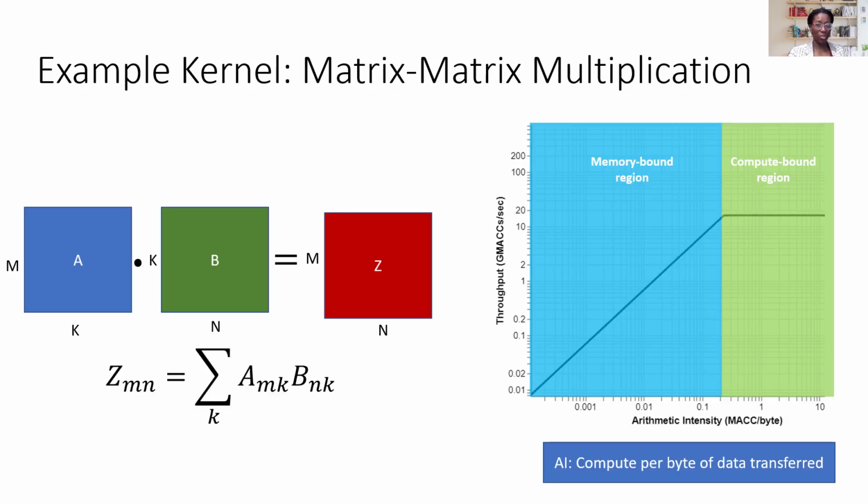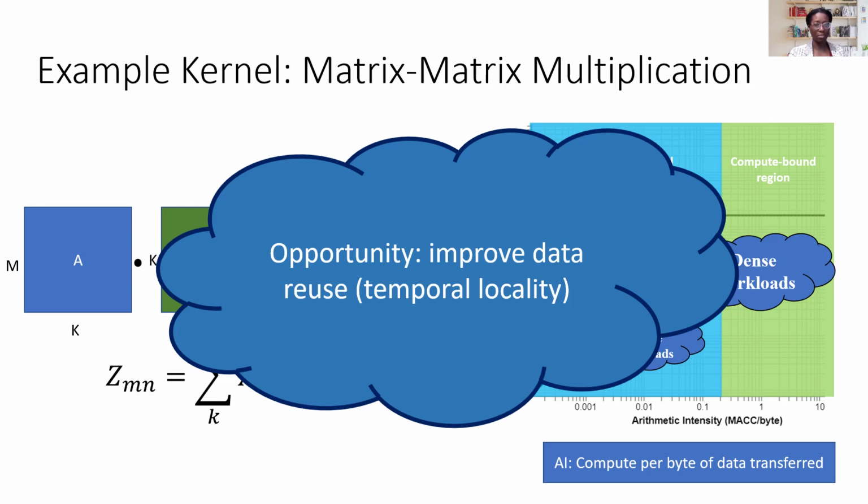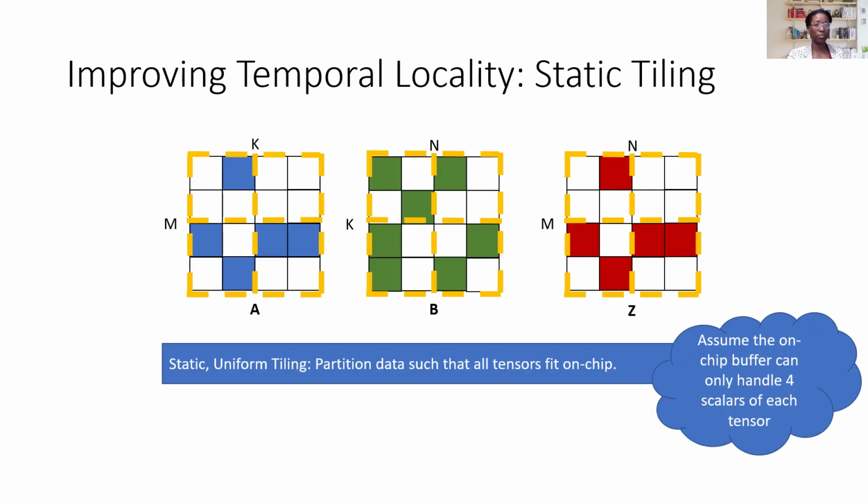Unlike its dense counterpart, which is limited by compute resources, when both operands are sparse, this kernel is memory-bound. On a roofline plot, we want to move up and to the right. We propose doing this by improving data reuse or temporal locality. Static tiling, commonly used in a dense world, doesn't work well due to irregular sparsity. A 2x2 tile may only have one non-zero present, wasting buffer space and at times leading to worse locality and more DRAM traffic than the untiled case.